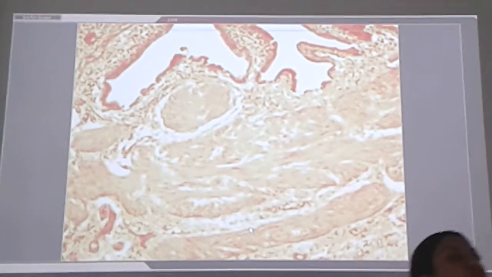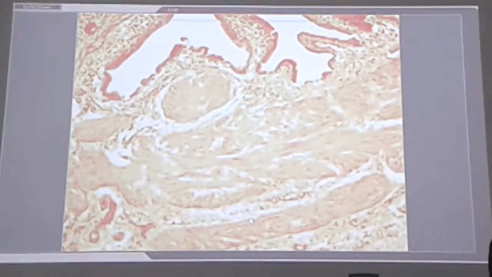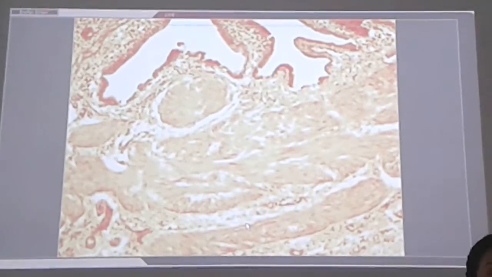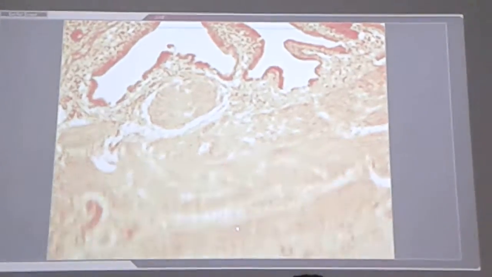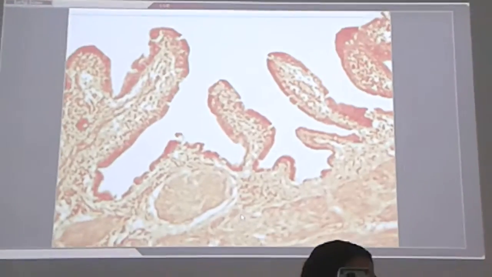Alright, we have finished small intestine and large intestine, and the next slide I'm going to show you is gallbladder. Histologically, it's a really easy slide. What's the function of gallbladder? Storage and concentration of bile.